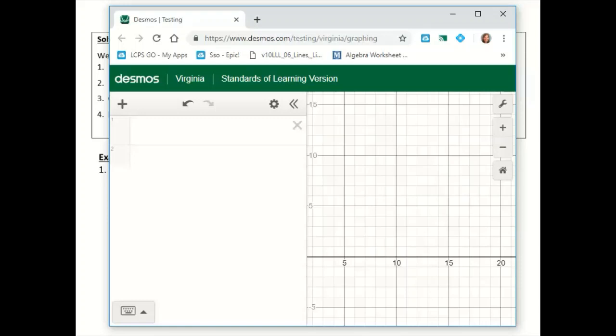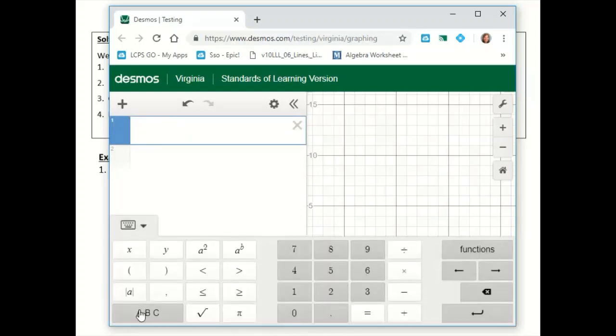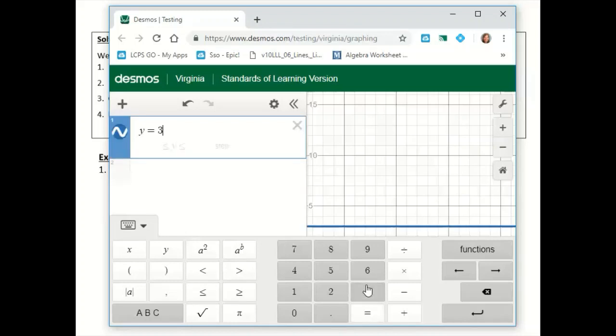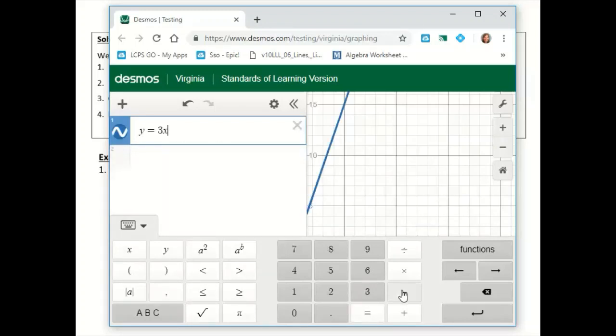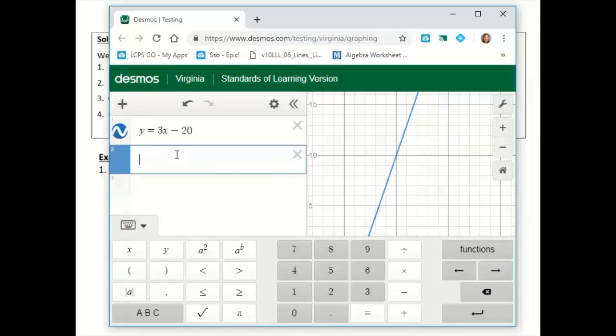In my first box, I want to type in the left side, but remember we want to put y equals first. So we're going to do y equals, and the left side says 3x minus 20. That's the line for our left side. Then we're going to do our right side. Our right side said negative 2x, so I'm going to write y equals negative 2x. And I'm going to come over to my graph now.